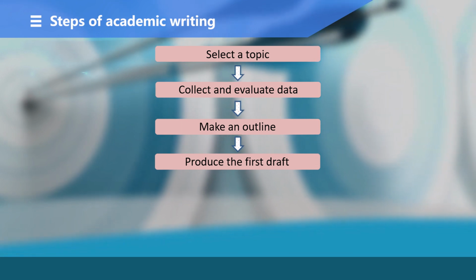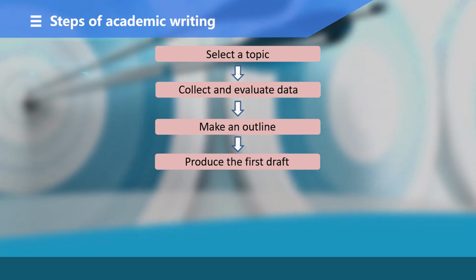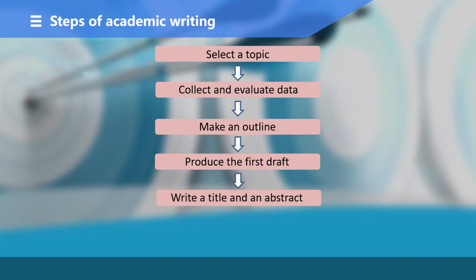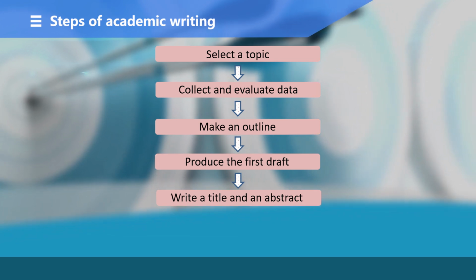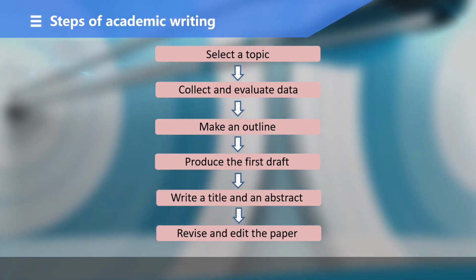Although the title and abstract always appear at the beginning of the paper, they should be written after the entire paper is done, so as to cover all the necessary information regarding the research. The last step is to revise and edit the paper. All of these 6 steps are essential to academic writing.